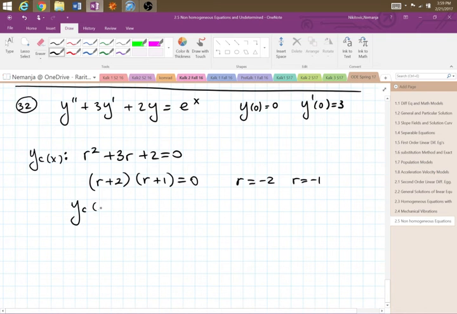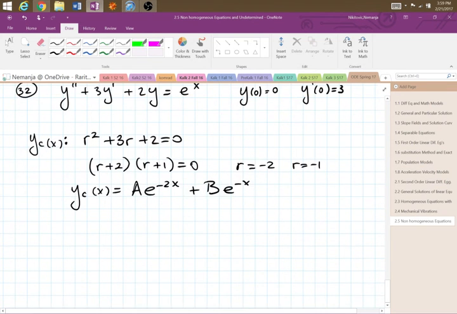So complementary is a, or you can use C1, whatever, e to the -2x plus b e to the -x. So that's the complementary part. Now we're going to do the particular part, yp calculations. So our f of x is equal to e to the x, whose derivative is always e to the x.